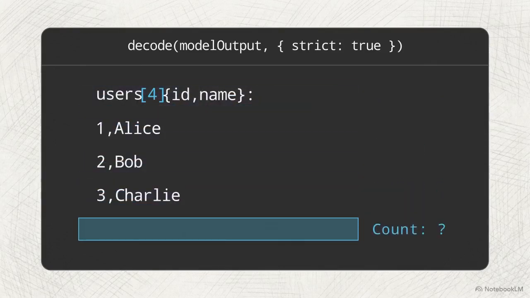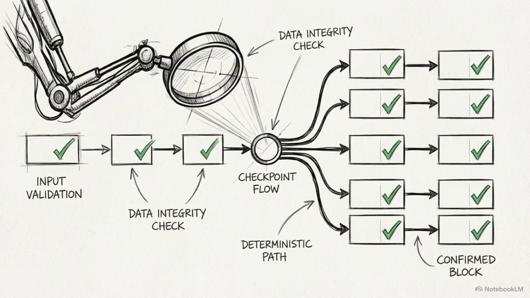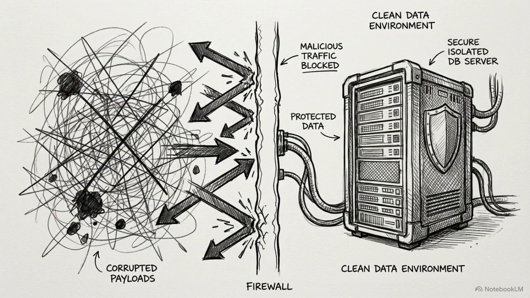Strict mode monitors for formatting discrepancies. Here, the parser flashes a warning. The LLM generated 3 rows, but the header specified 4. This validation layer identifies discrepancies, such as data truncations or formatting errors, before they are written to the database. By leaning on embedded syntax markers, TOON adds a layer of deterministic validation to probabilistic model outputs, preventing malformed data from entering the production environment.